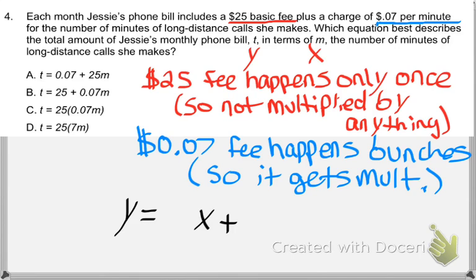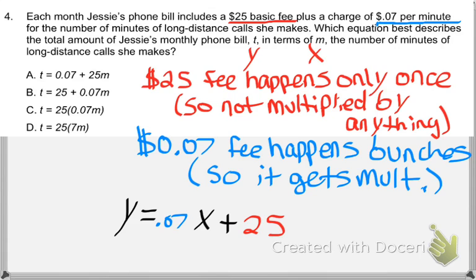Alright, so I got my slope-intercept form set up. y equals blank x plus, or it could be minus if the y-intercept is negative, b. Well, the slope is what goes here, so 0.07. That's our slope. And our y-intercept goes here. It's just 25. So this is our equation: y equals 0.07x plus 25.